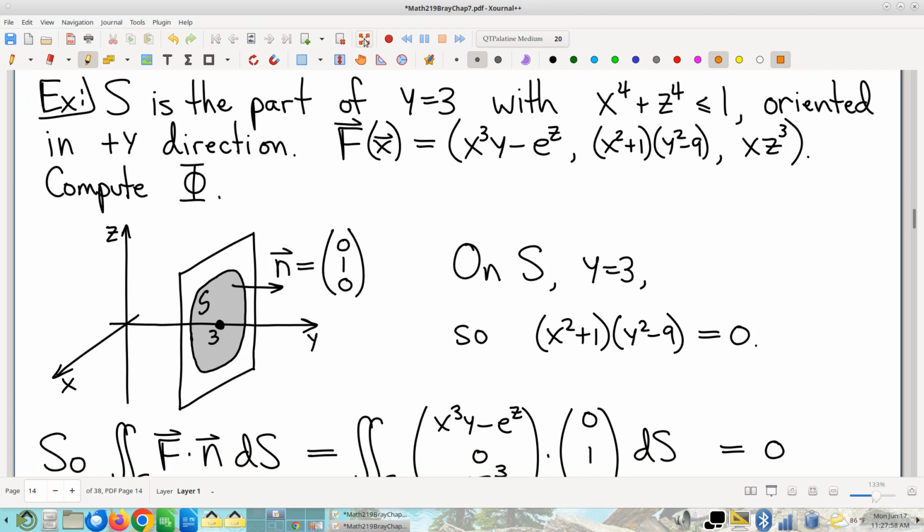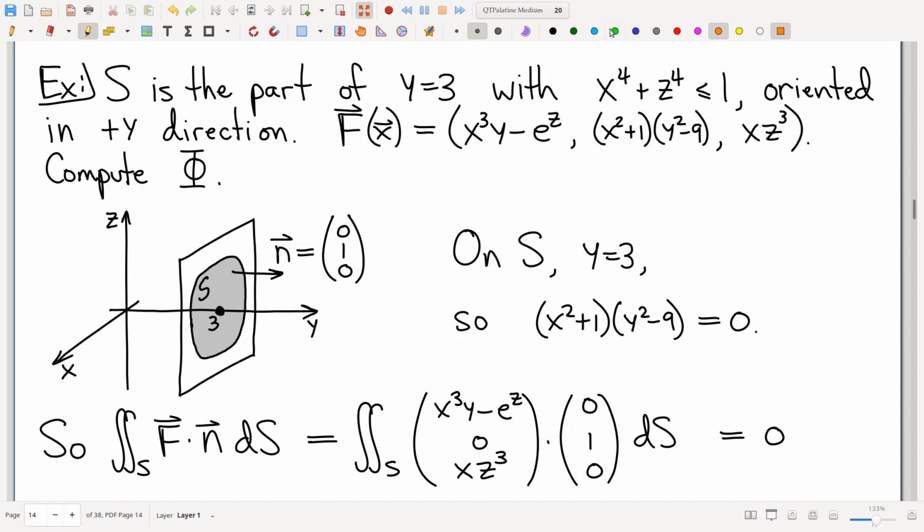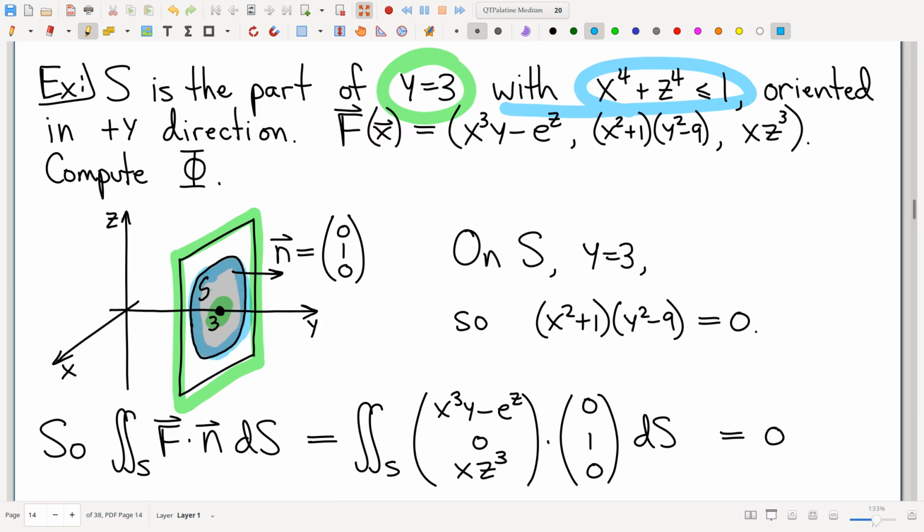Let's see here. Let me expand. There we go. Basically the same idea here. Now we are told to look at this plane, y equals 3. Specifically, we're told to look at the part of that is kind of inside of this vaguely circular, but importantly not quite circular curve inside of that plane. Right. We're given an orientation direction, so oriented in the positive y direction.